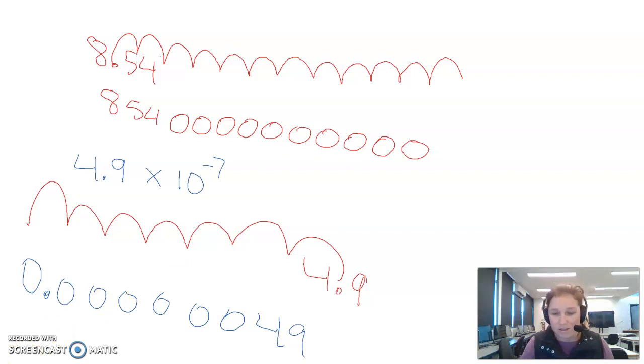Oh, and one thing I forgot to mention is significant figures. When it's written, this is called scientific notation, and when it's written in scientific notation, it's easy to see how many significant figures there are. There's 1, 2. When it's written in standard form, these zeros aren't significant at all. So there are two significant figures here, 4 and 9.